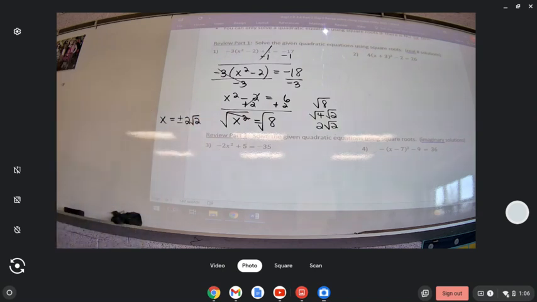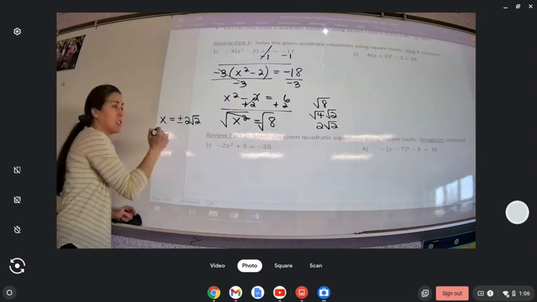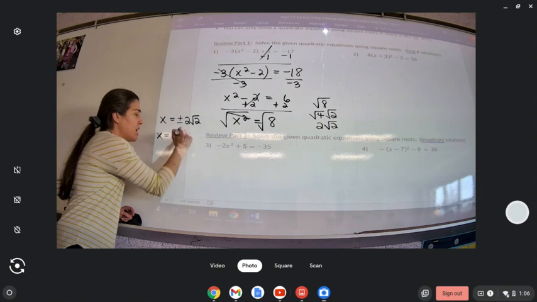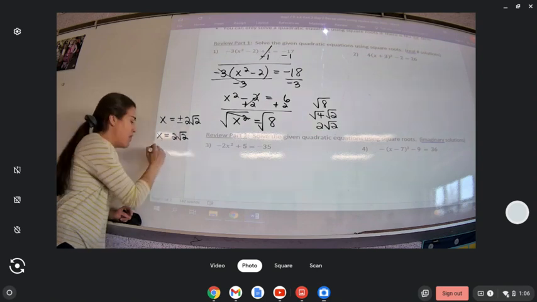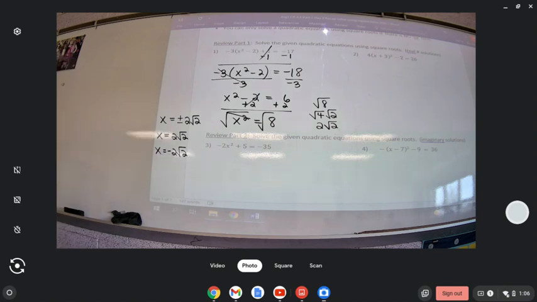And Delta Math will let you leave that as your answer. They give you a plus or minus sign. Or you can break it up into 2 separate answers. X is the answer when positive 2 is times the square root of 2, and then negative 2 times the square root of 2. And guys, they're just ugly decimals.